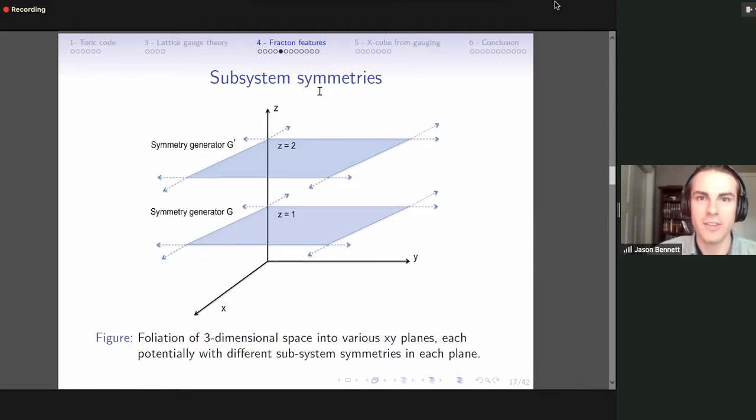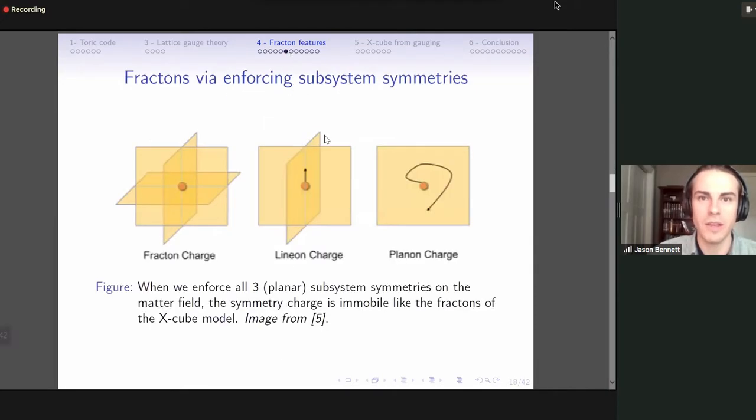And so the reason this was so pivotal to what was happening in terms of excitations is that if you enforce various symmetries on your excitations in the theory, you have different behavior. If just one of your symmetries is being obeyed, you have something that can move in a plane. If you have two of your symmetries, you have what's called a lineon, which we'll get to in a second. Or if you have all three symmetries being enforced, you have what's called a fracton, which cannot move, because if it were to go up a little bit into this plane, it would no longer be respecting this symmetry, and likewise for all the other symmetries.